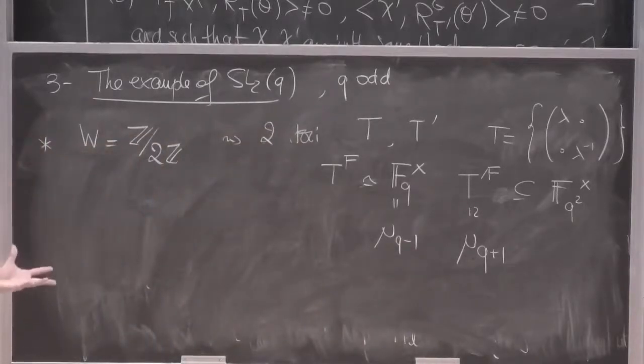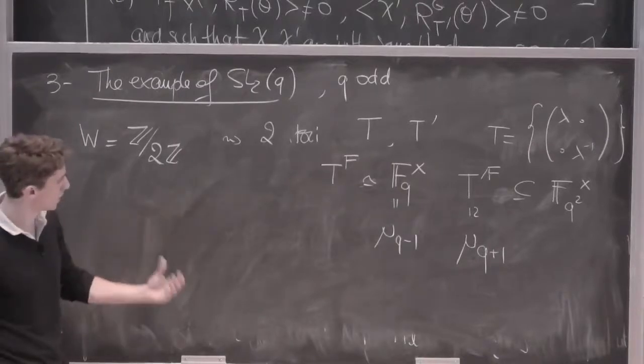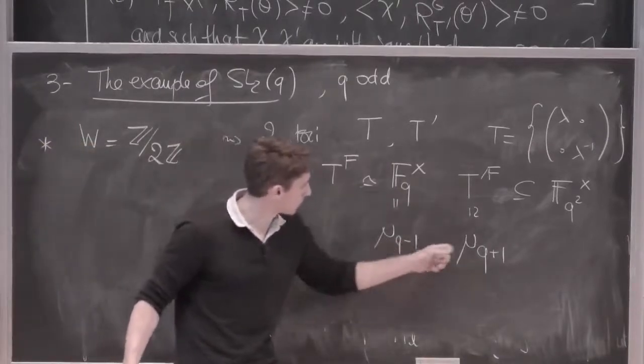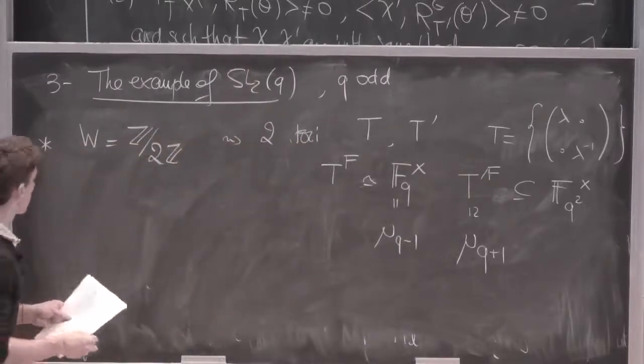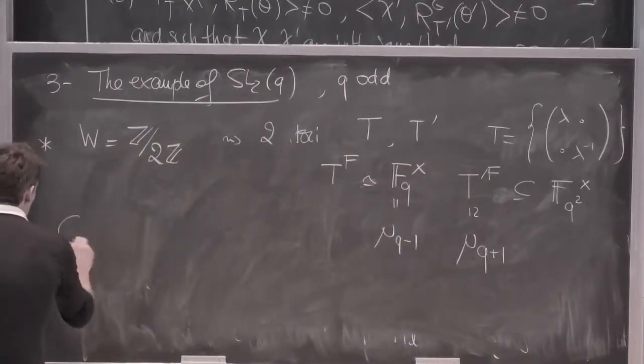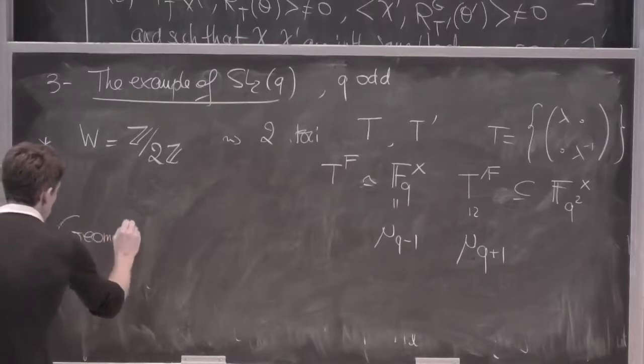So if I want to construct the characters of G, I first have to consider characters of these cyclic groups, and then apply this Deligne-Lusztig construction. Okay, so what about the geometric conjugacy classes?